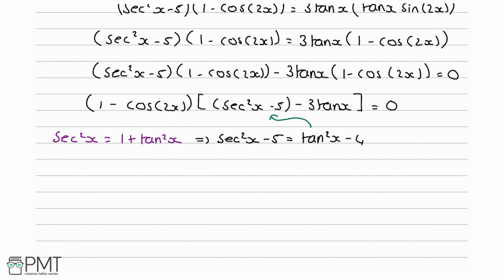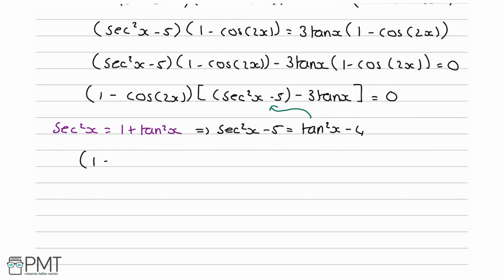So what we will end up with is 1 minus cosine 2x times, let's just fix the bracket sign, tan squared x minus 4, and then minus 3 tan x, equals 0. Now at this point we have two products which equal 0, which means either 1 minus cosine 2x is 0 or tan squared x minus 4 minus 3 tan x equals 0. So let's write this down.